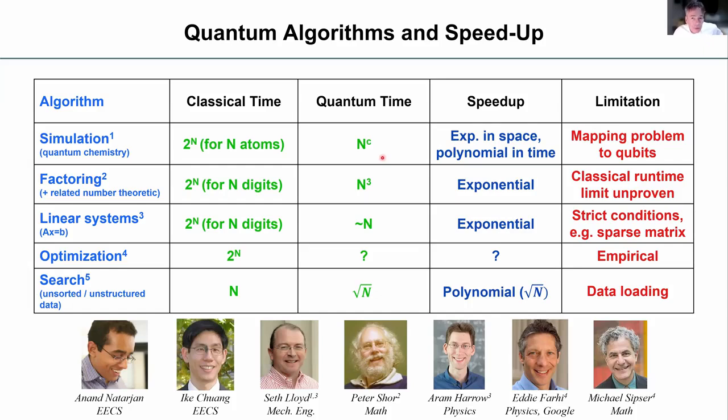And the types of algorithms that we're talking about are simulating quantum systems, quantum chemistry, pharmaceuticals, materials. Also, number theoretic algorithms like factoring, period finding. This is the algorithm that Peter Shor came up with and is behind Shor's algorithm, which compromises RSA cryptosystems. Solving systems of linear equations, Ax equals b, linear algebra. We do this all the time. Optimization problems. Optimization is ubiquitous. Everybody's trying to optimize something. You'll notice here that that goes from 2 to the n to a question mark.